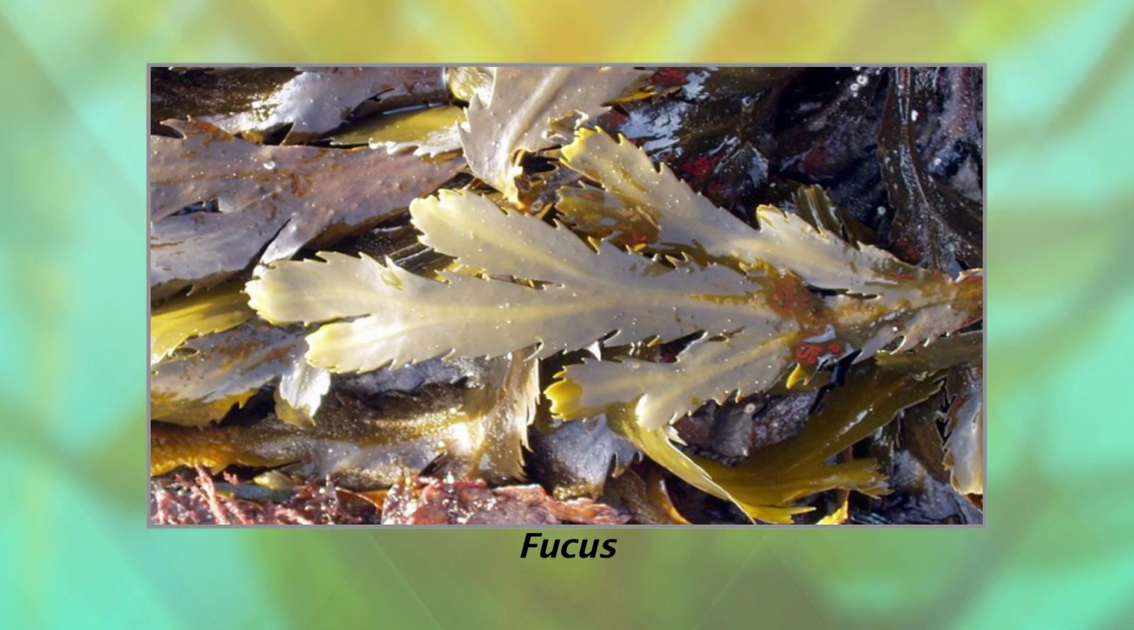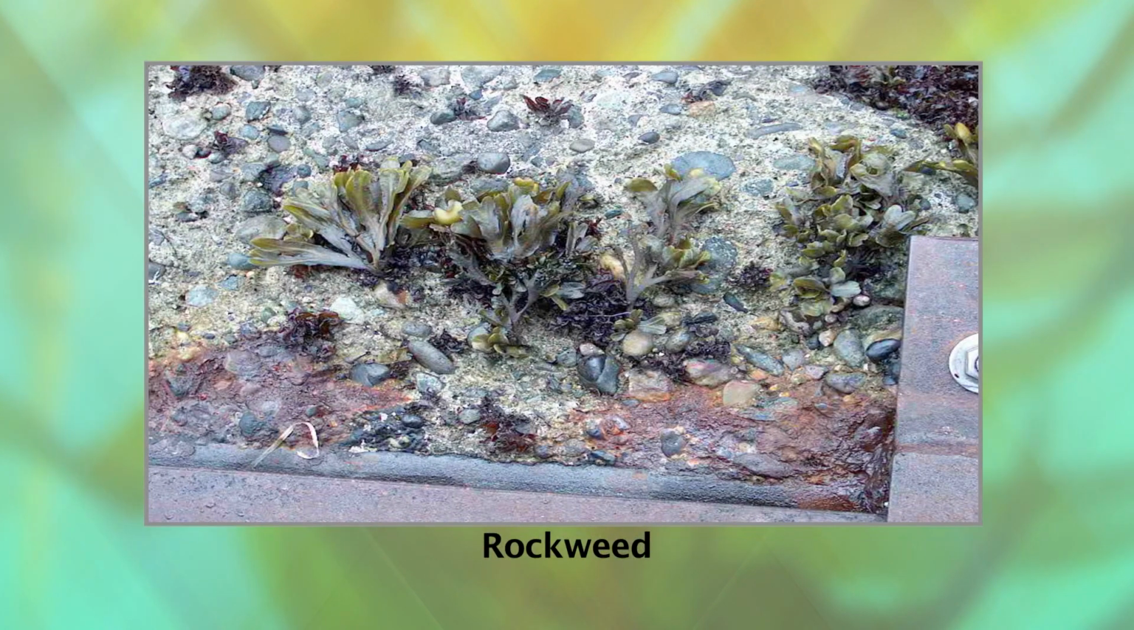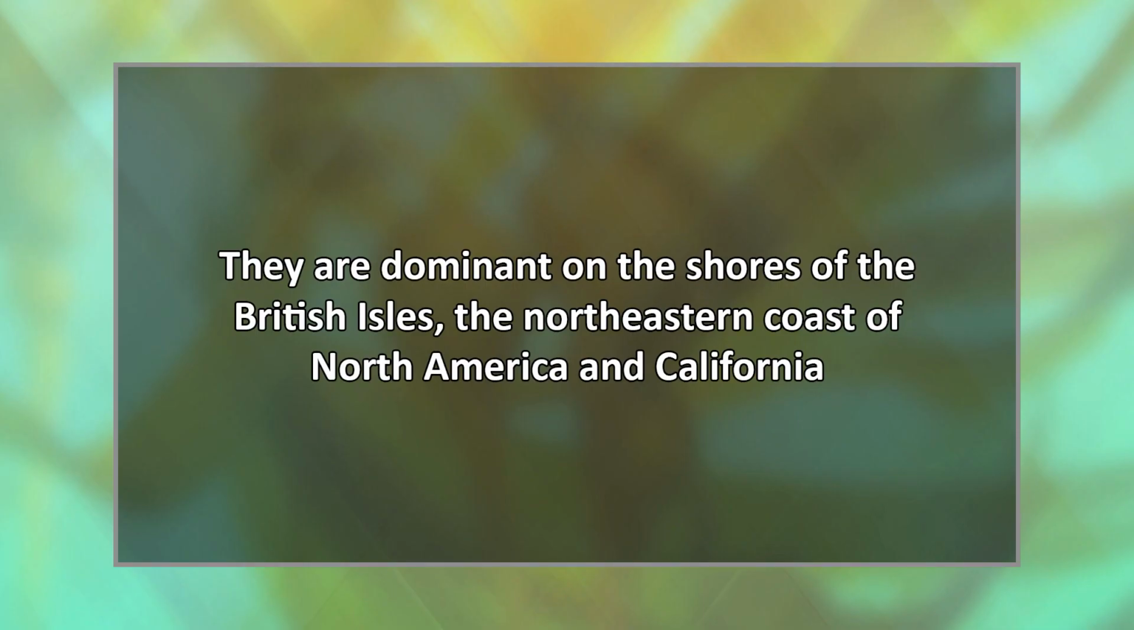Now, let us talk about its occurrence. Fucus is a common marine alga containing a number of species that are widely distributed in the sea coasts of temperate and Arctic regions. Most species are found attached to rocks between low and high tide marks and are commonly known as rockweeds. The species of Fucus are recorded almost worldwide. They are dominant on the shores of the British Isles, the northeastern coast of North America and California.